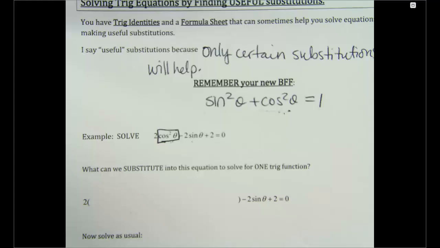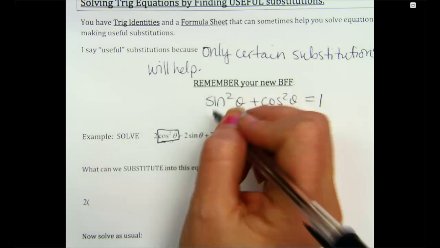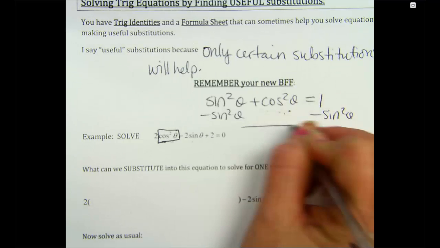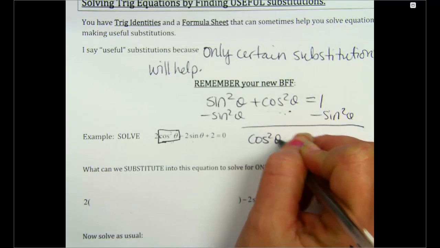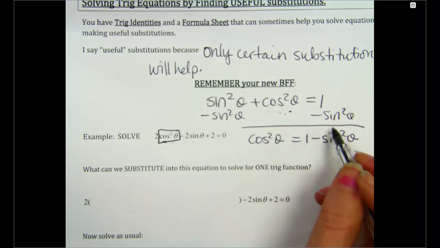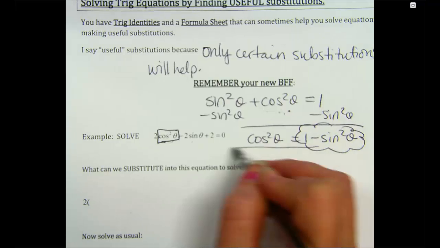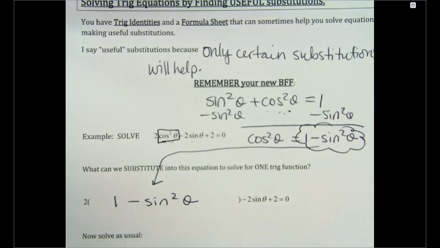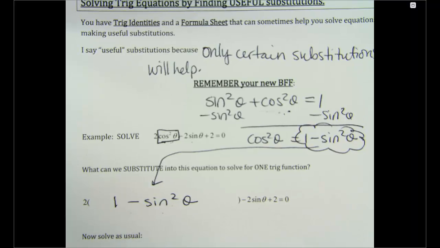In this case, I want to get cosine squared alone so that I can have a substitution for it within this equation. So looking at this identity, if I subtract sine squared theta from both sides, then cosine squared theta equals 1 minus sine squared theta. Now I have a substitution of 1 minus sine squared theta for my cosine squared theta in this equation, and now I'm with all sines. I have sine squared, I have sine, and numbers, and then I can solve as usual.